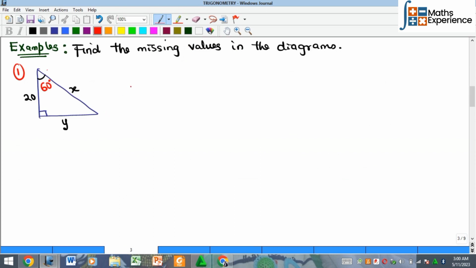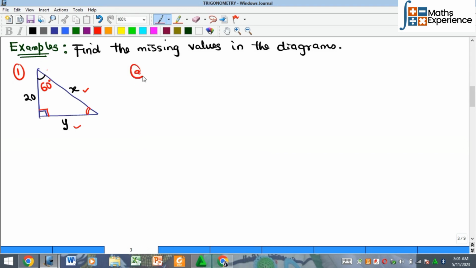Look at this. It says find the missing values in the diagrams. So for number one, we are looking for x and y, and we can also look for this angle if we want. In this case, we are given angle 60 here, there is angle 90 here, and so we are asked to find, of course, this angle, which is actually simple. You may or may not use your trigonometric ratios. Either of the ways, you will always get the same answer. All right, so let's quickly look at that.